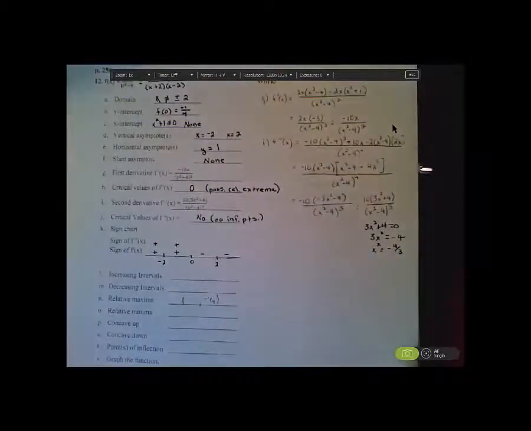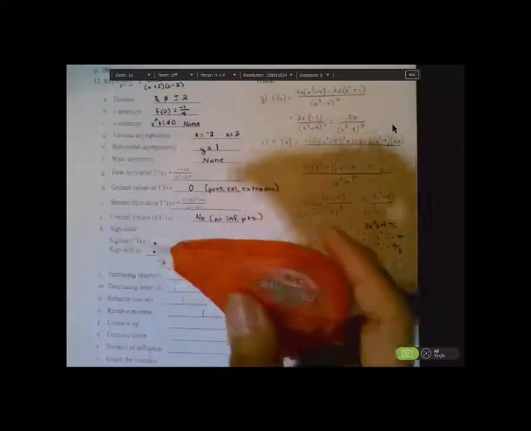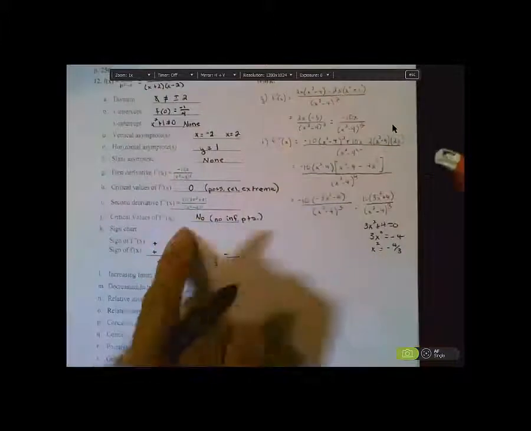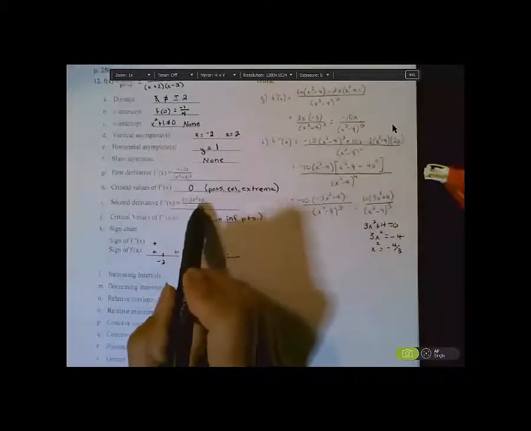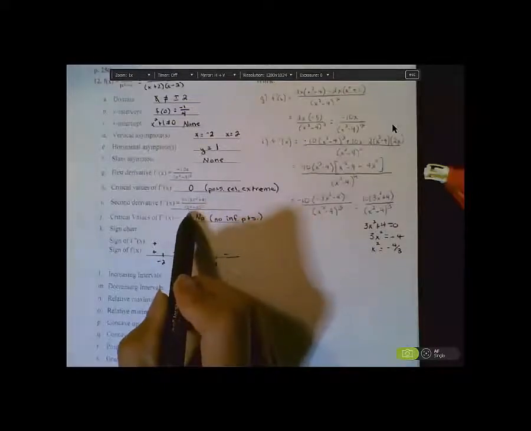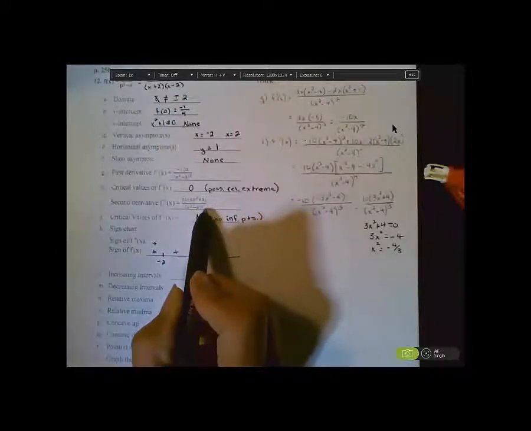Oh, wait, I said the wrong thing. If I let x be -1, then, like I said, the numerator is always positive, but the denominator will become 1 minus 4, which is -3, cubed is -27.